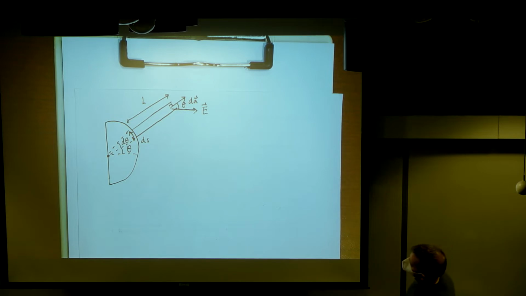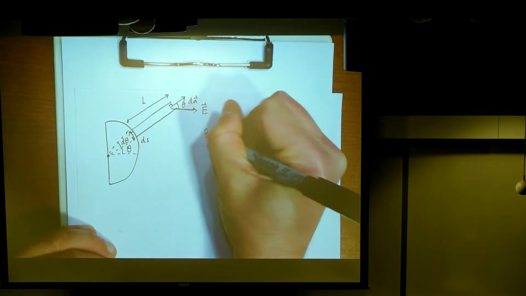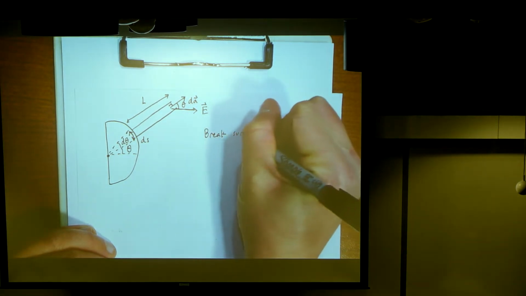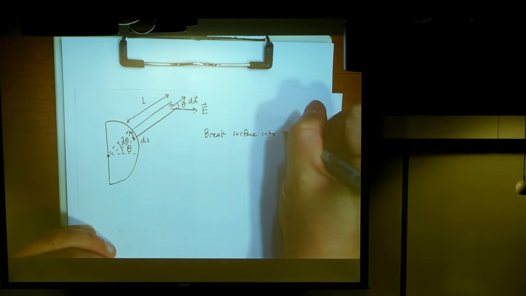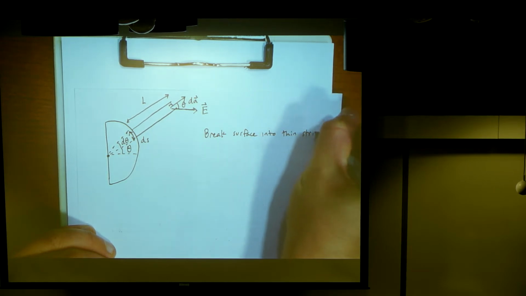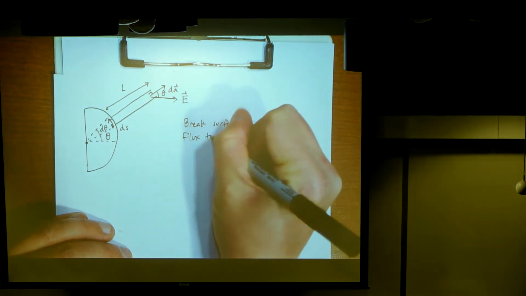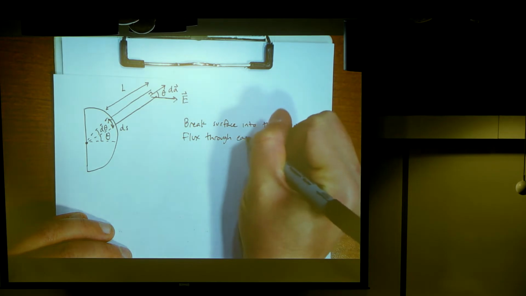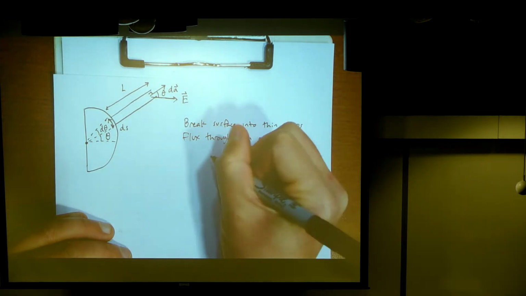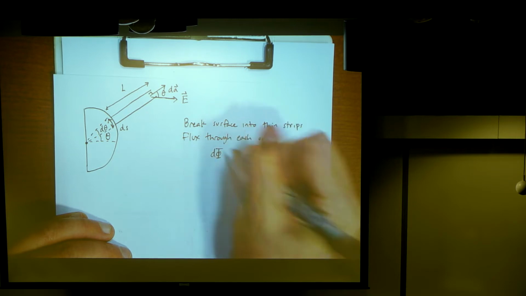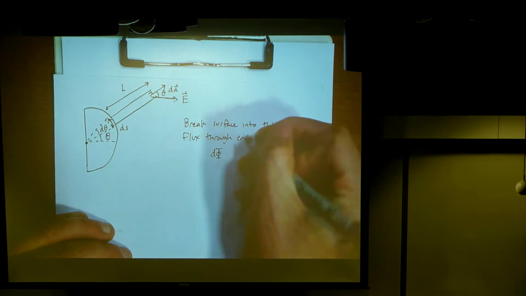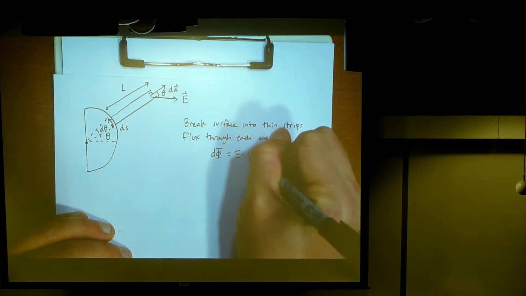So I think we've set it up. We've put all the different things we want to indicate on the page. So now what we can do is start writing down some equations. So what did we do? We break the surface into thin strips. That's what we just did. I'm showing you one of those strips. And then the flux through each one is given by, I'm going to call it d phi, because it's an infinitesimal amount of flux. And that's given by E dot dA, okay?